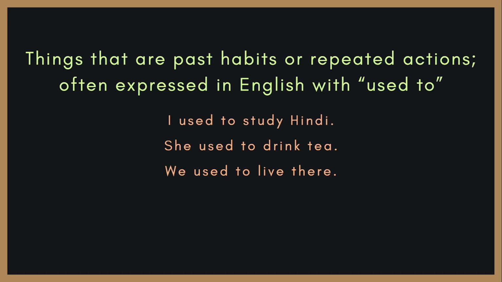So the habitual past describes past habits or repeated actions. For example, I used to study Hindi. She used to drink tea. We used to live there. These are habits that were past habits. In English, this is often expressed with used to.